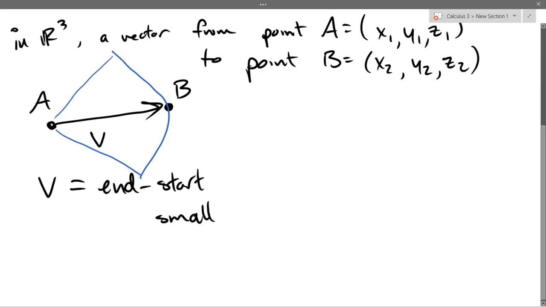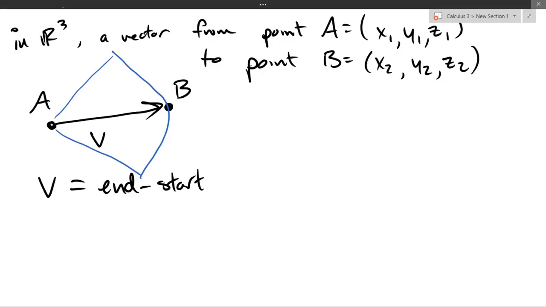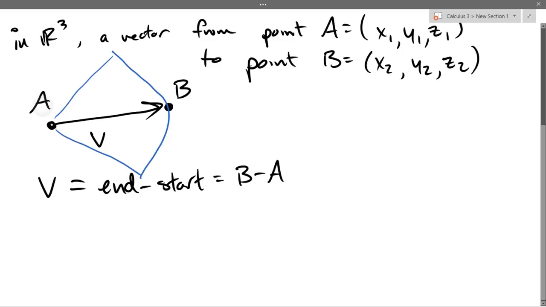Big minus small works when you're dealing with numbers, not when you're dealing with vectors. So if you're just in one dimension and you want to know two y coordinates, what's the difference between them, you can go big minus small. Here we're going to go end minus start, which in our case is B minus A. So that's a vector. When we subtract, we've got B: x2, y2, z2. Oh, it's a really good time to make sure your z's don't look like your 2's.